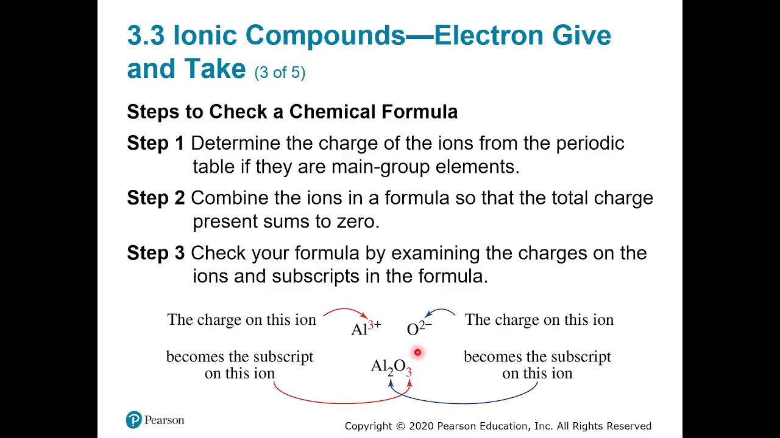So that is still the final result? Yeah, that's the final formula. You got it. So we have 2 aluminums, we have 3 oxygens, and we know that has to be true for an ionic compound because it gives us an overall charge of 0.